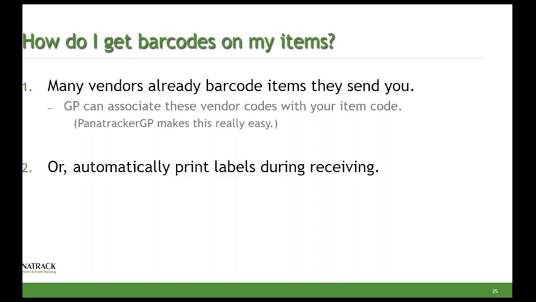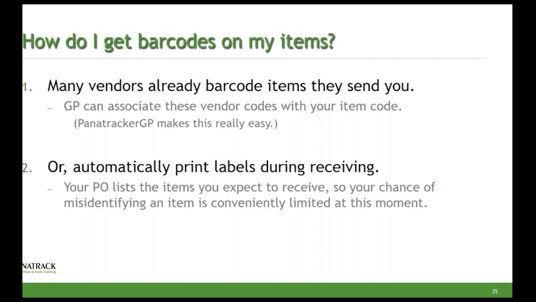The other alternative is that you automatically print labels during receiving. Think about when the best time to do this is from an inventory standpoint. Your purchase order is listing a handful of items from your entire item catalog that you're expecting to receive. So maybe there's 3 or 4 or 5 items on that purchase order. So your chance of entering that purchase order and misidentifying an item is really conveniently limited at that moment, which is why it's a great time for you to scan the barcode or create the barcode label at that point.